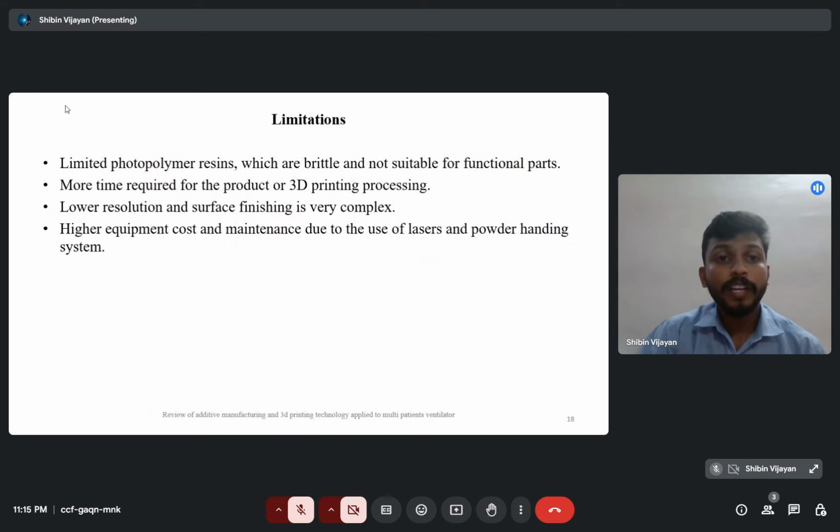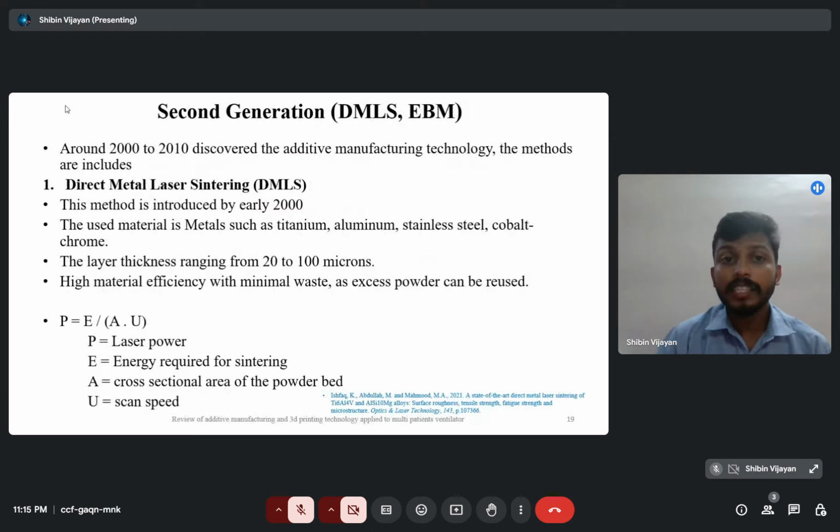Limitations: limited to photopolymer resins, which are brittle and not suitable for functional parts; more time required for the 3D printing process; lower resolution; surface finishing is very complex; and higher equipment cost, mainly due to the use of laser and powder handling systems. Next is the second generation, around 2000 to 2010.